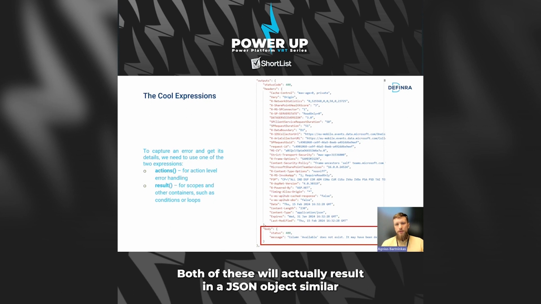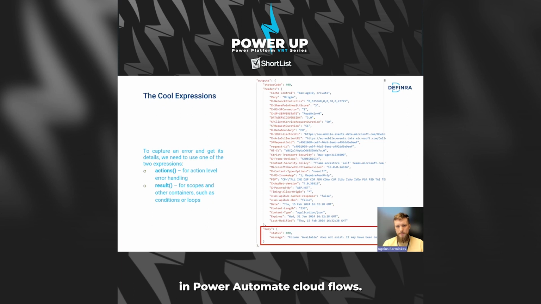Both of these will result in a JSON object similar to the one shown in here, but the schemas will vary depending on what actions and containers we're actually handling. The reason I mentioned the word containers is because result actually works on other containers, such as conditions and loops. So a container is an action that can contain actions inside of it. So conditions, loops, and scopes are the containers in Power Automate Cloud Flows.